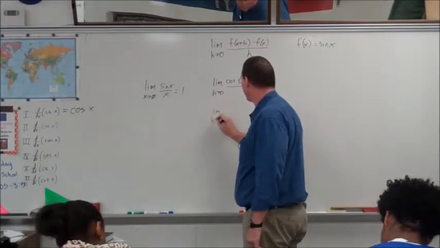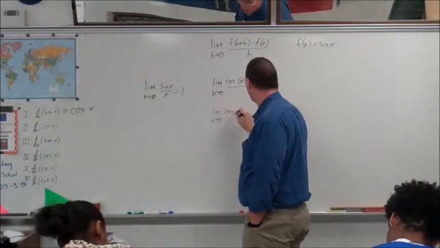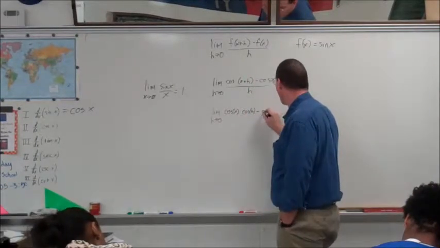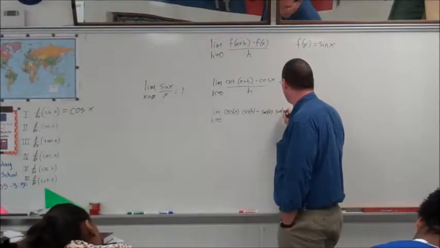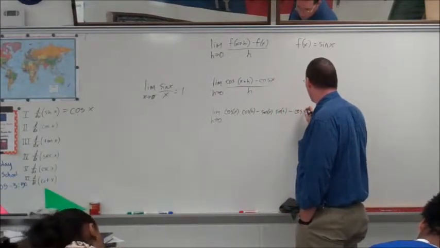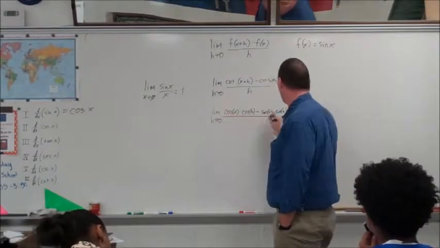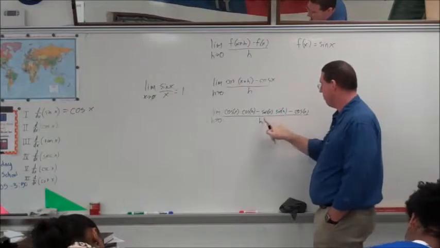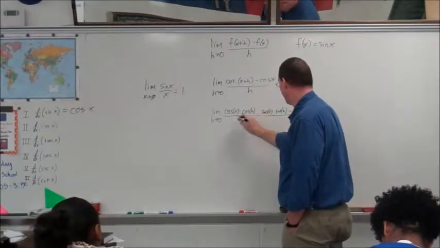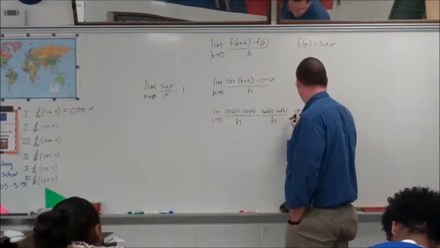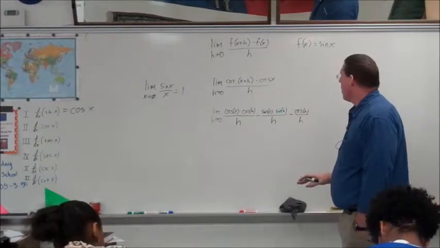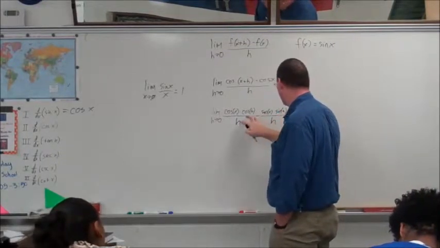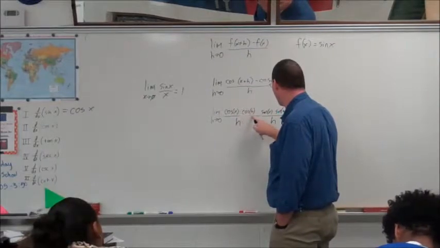So here's what it's going to become. The limit as h approaches 0 of cosine of x times cosine of h minus sine of x times sine of h minus cosine of x, all over h. Now I'm going to do what I did before where I split it up into 3 different fractions. And again, I'm going to take cosine of h out of the numerator.